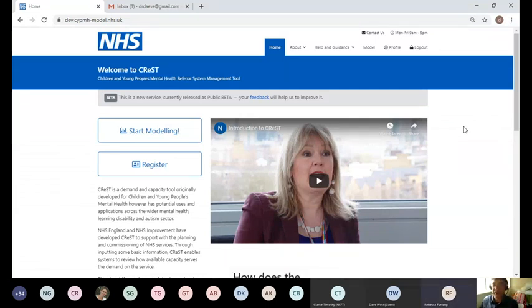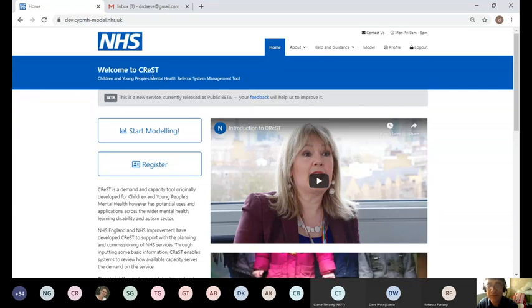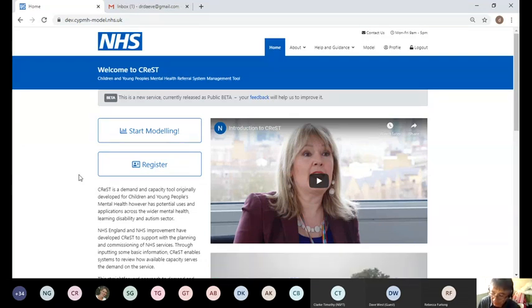Cool. Yeah. So this is the CREST website. CREST stands for Children and Young People's Mental Health Referral System Management Tool. So CREST is a bit of a made-up name. It follows on from something called the System Dynamic Modeling Tool, which was an earlier iteration of this, which was really useful and did the same things, but it was a lot more difficult to get the data in, and a lot more work to get the results out.